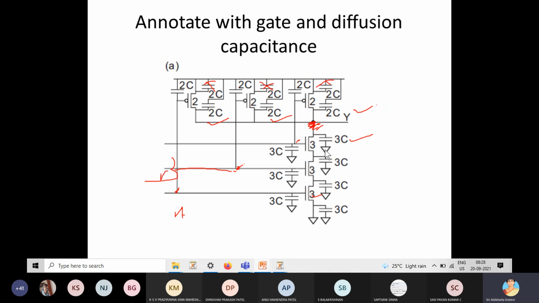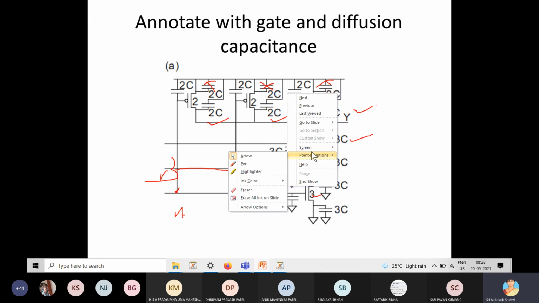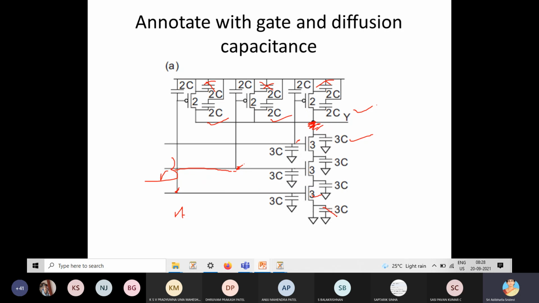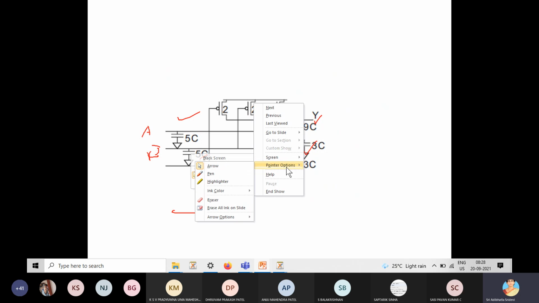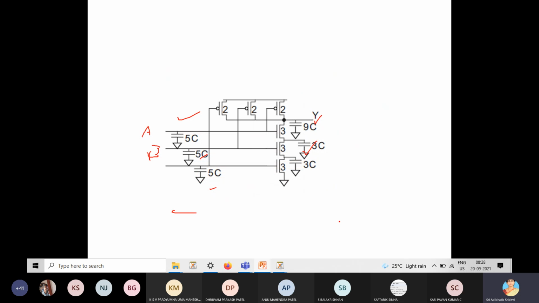Then this is just 3C. This is 3C. And at the source, as it is directly connected to ground, this is ignored. So this is 3C, this is 3C. So this is a simplified equivalent circuit for a 3-input NAND gate. In a similar way, we must be in a position to find out the equivalent capacitance model for any given circuit. Are you getting it? Yes, ma'am.